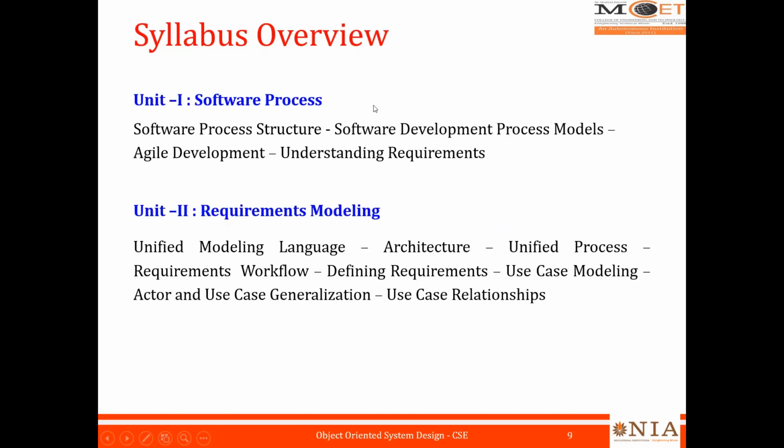So here is the syllabus overview. Unit 1 covers the software process structures and various software development process models. You will learn about the various software development process models in detail here, and also about agile development in detail. Unit 2 covers requirements modeling. Here an overview of unified modeling language architecture is given, and how requirements can be represented in a use case relationship or use case model will be explained in this unit.